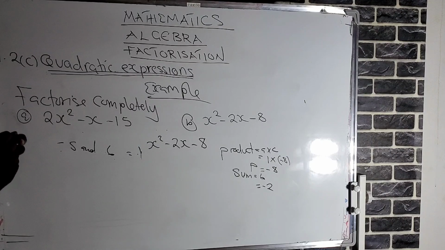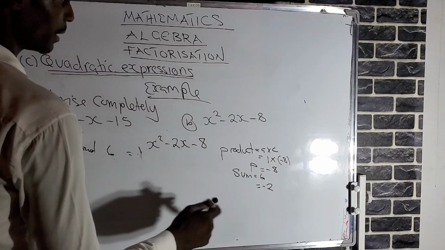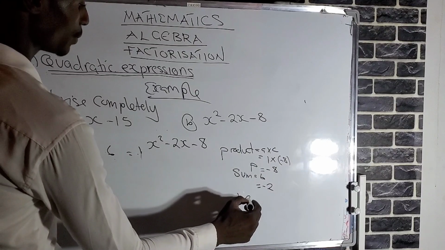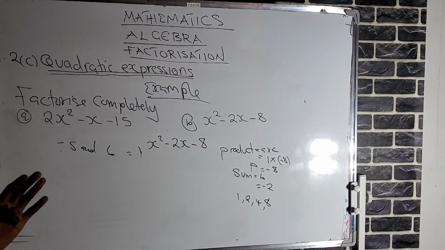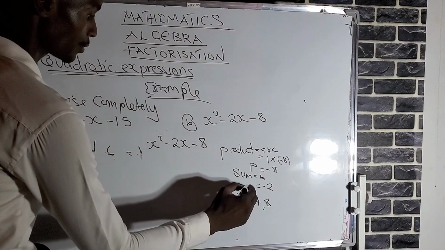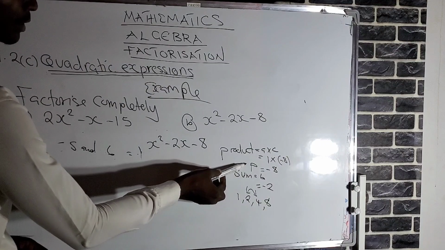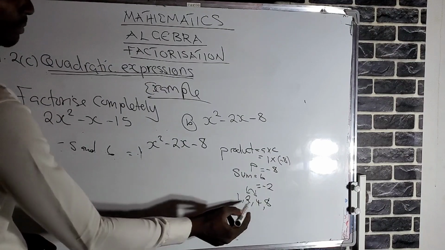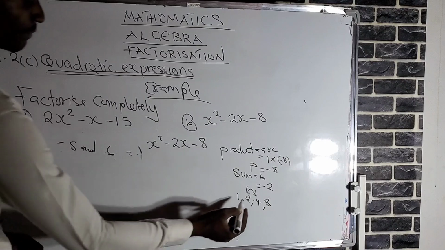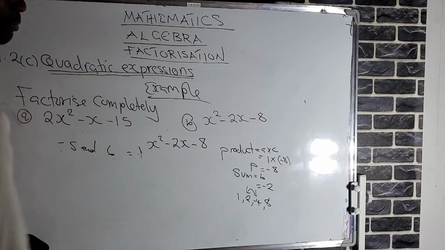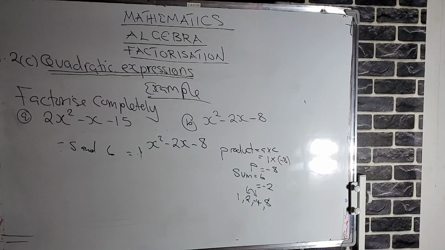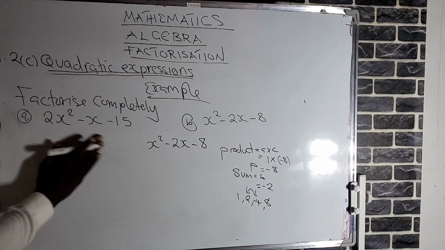So, what are the factors of 8? 1, 2, 4 and 8. Now let's get two factors. Which two do you think are the factors? 2 and 4. Both are negative in product and sum, so it means the bigger one should be negative, the 4. So that's 2 times negative 4 is negative 8. 2 plus negative 4 is negative 2. So we split b, right?